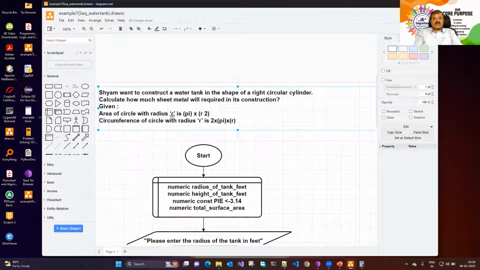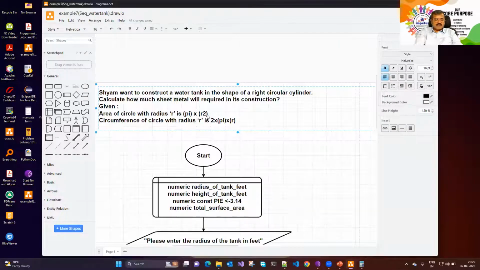Given, area of circle with radius r is pi r square. So I'll just say over here like this, pi r square. And circumference of the circle with radius r is 2 pi r. Okay. Now tell me, is this information enough for you to construct a water tank in the shape of a right circular cylinder? The right circular cylinder is just a regular cylinder that you would like to construct, and calculate how much steel metal will be required for this construction.